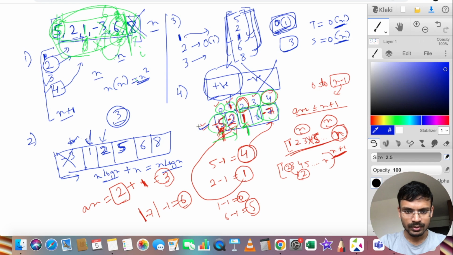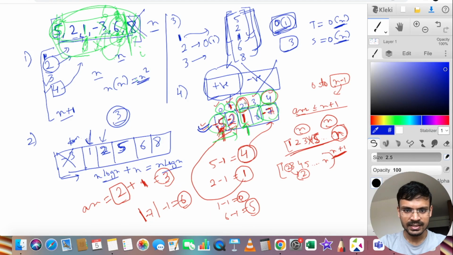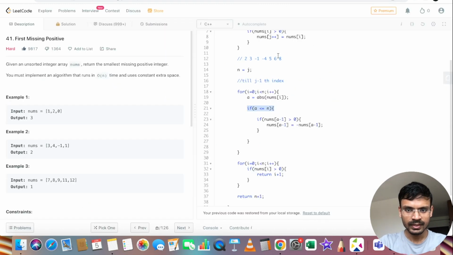I'm taking the absolute value of whatever is present at a particular index i, and checking if that value is less than or equal to n. In this case I can see that whenever I encountered values 6 and 7, I was not able to update those values in the input array because they were greater than n, which here is 5. So I'm checking whether the value is less than n. Only in those cases would I be able to update the array indices.